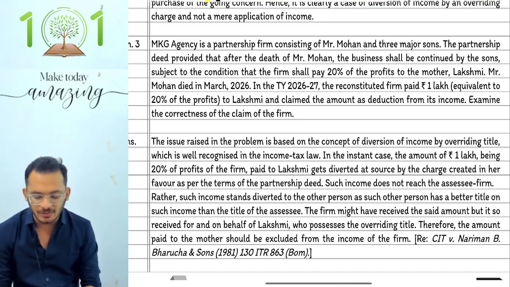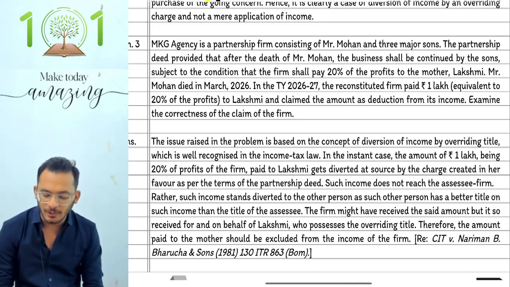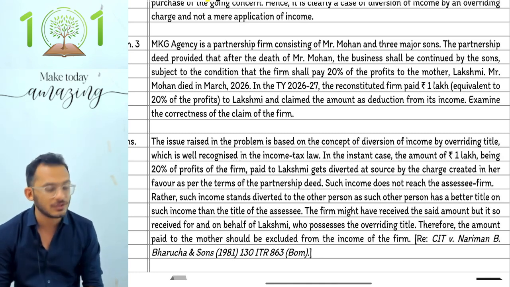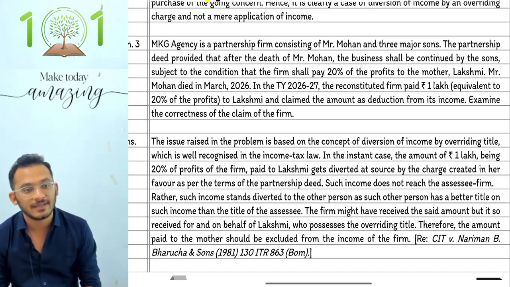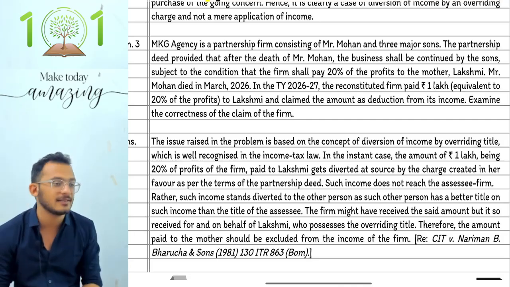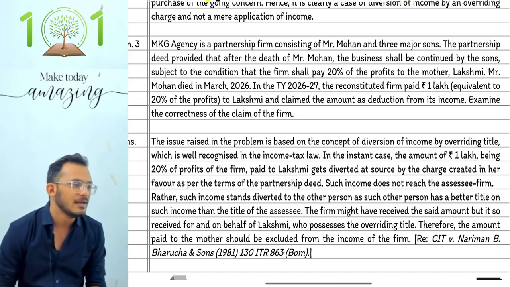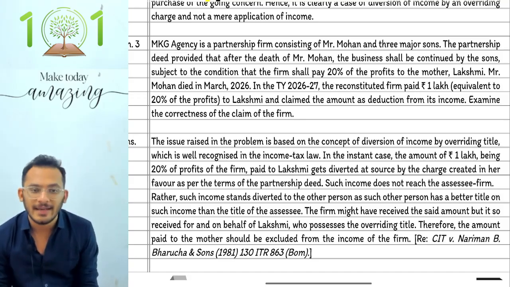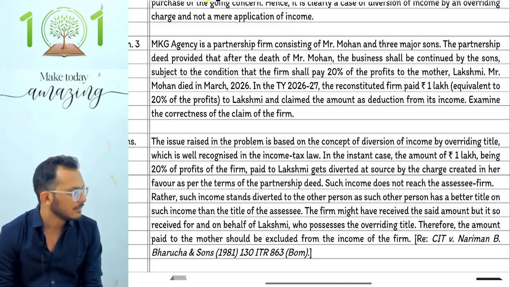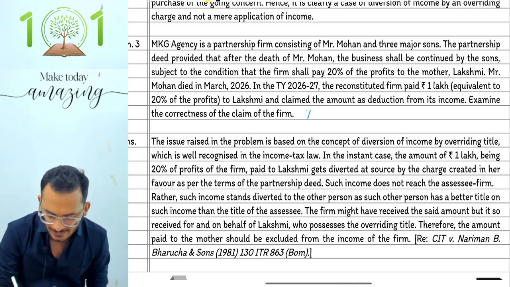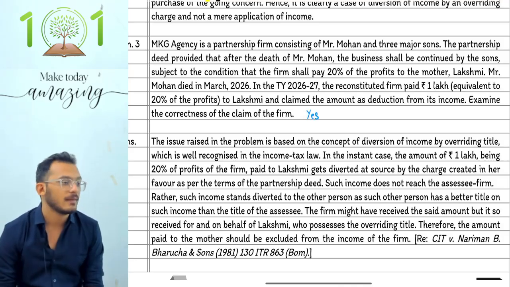Mr. Mohan died in March 26. The firm got reconstituted and paid 1 lakh rupees to Lakshmi, claiming the same as a deduction from their incomes. Examine the correctness of the claim. I gave you the same example. Yes, it looks like a diversion of income because control was with the father. The correctness is yes.